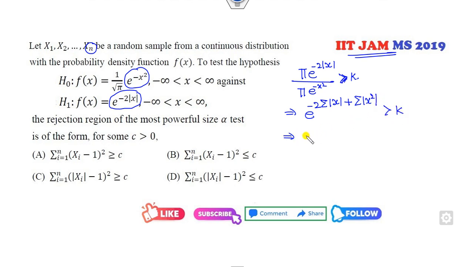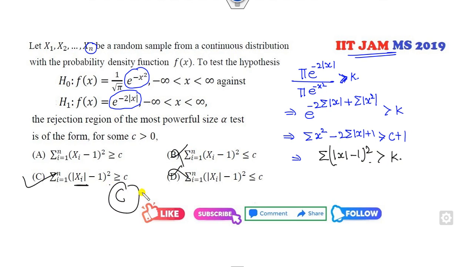Take the logarithm. So I will get summation of x square minus 2 summation of x is greater than c. Now I can add 1 on both sides. If I add 1 on both sides, this becomes summation of this minus 1 whole square, which is greater than k. So I can take the square root. Or there is no need of the square root, so it will be greater than. So this option is cancelled. Because of this modulus sign, C is my right answer of this problem.